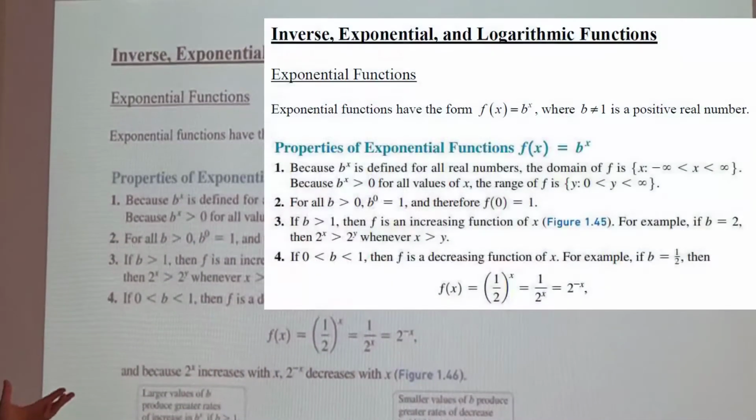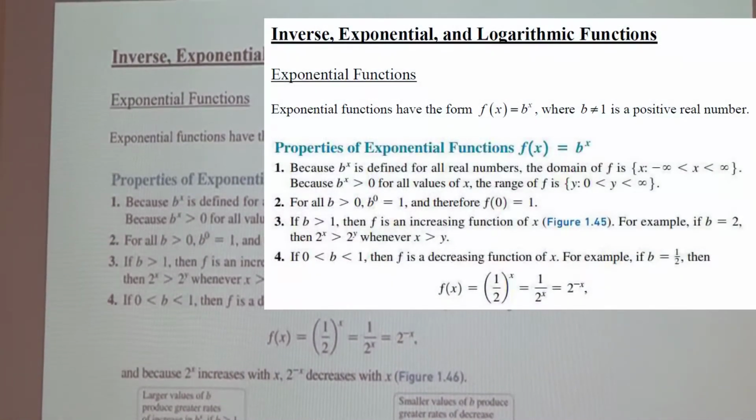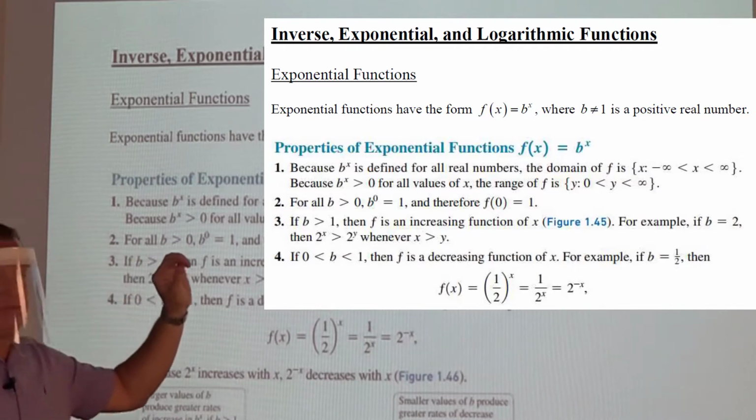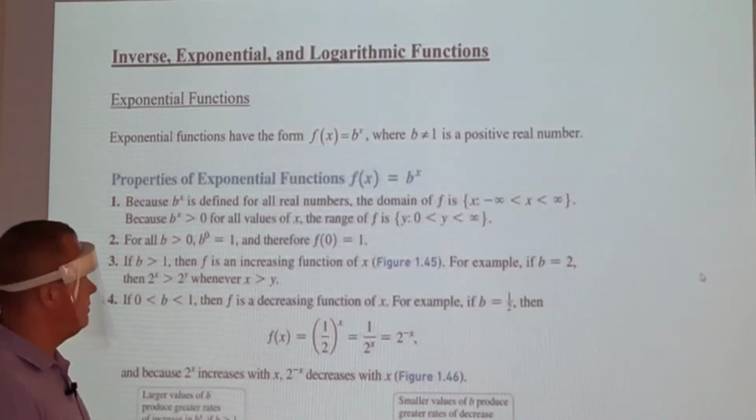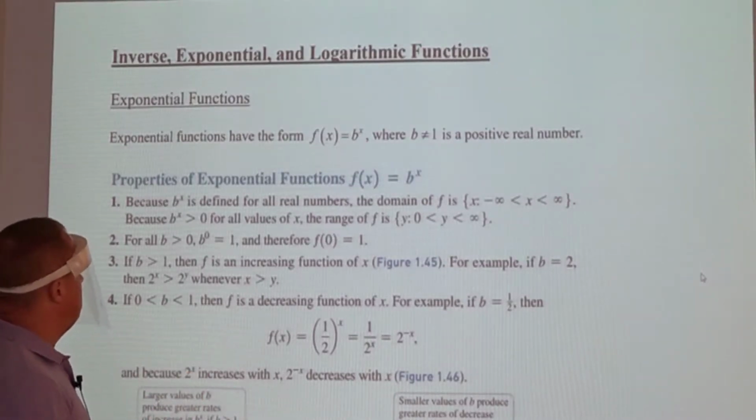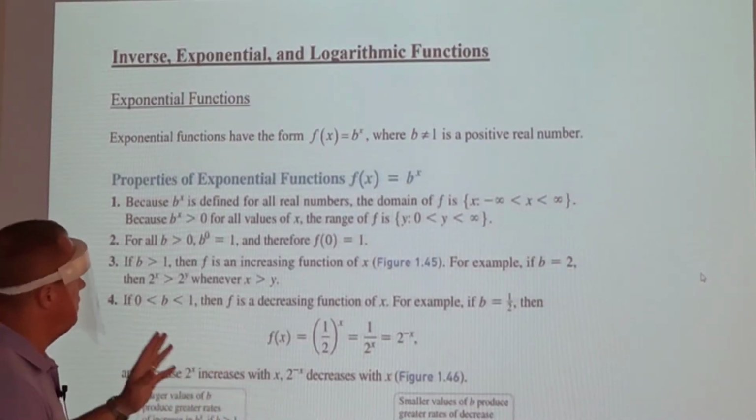It cannot be negative, because if it was negative, then whenever x was fractions, you would actually have complex numbers, and that's not exponential at all. Okay, so to be exponential, b has to be positive and not 1.